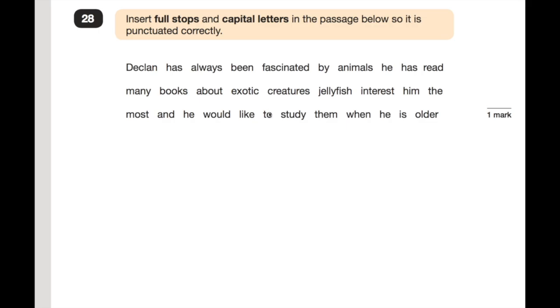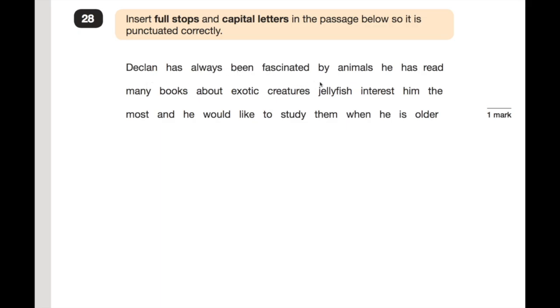So, Declan has always been fascinated by animals. He has read many books about exotic creatures. Jellyfish interest him the most, and he would like to study them when he is older. It's a really long sentence, and it definitely needs some punctuation. So, starting from the beginning, when you feel that you've gravitated towards a pause, try putting a full stop in. See if it makes sense.